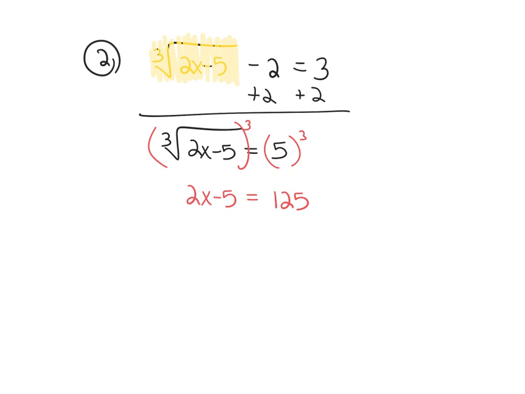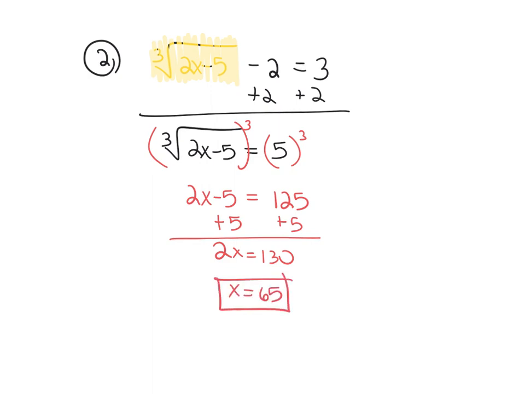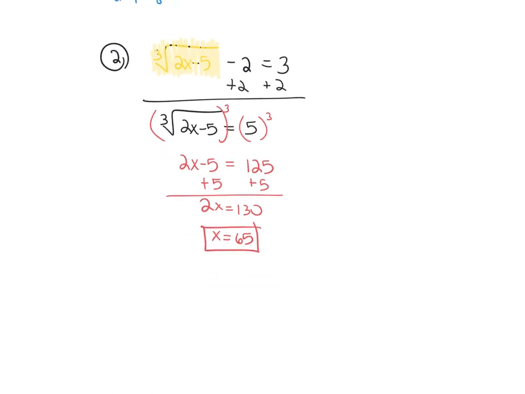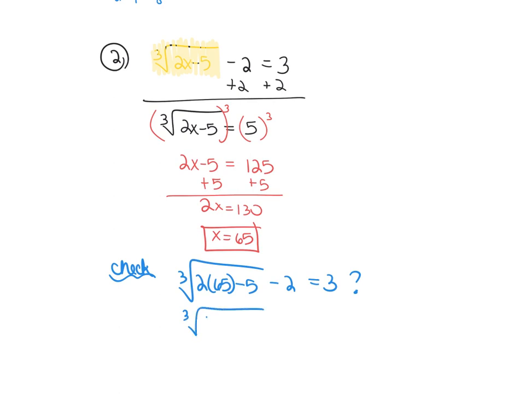And now you have a simple algebra problem. We add 5. We get 2x equals 130. Divide by 2. And we're going to box it, but we still have to check it. So we're going to go back to our original to check. We'll plug in 65 for x. And we want to find out, does that equal 3? So we have the cube root of 2 times 65 is 130.